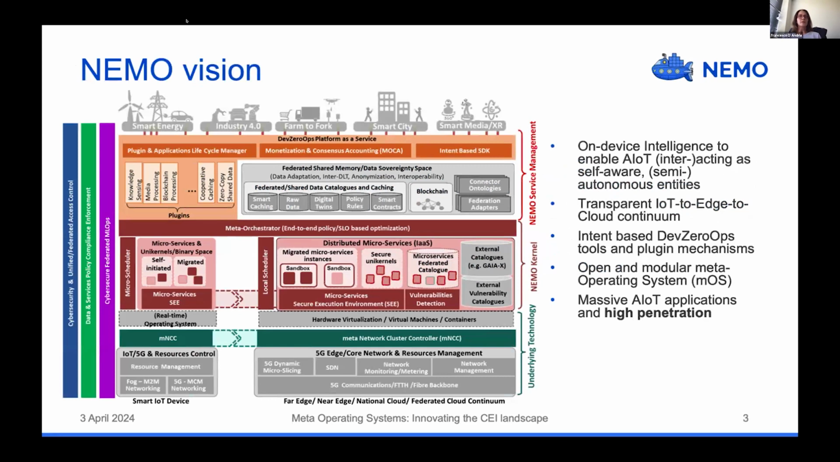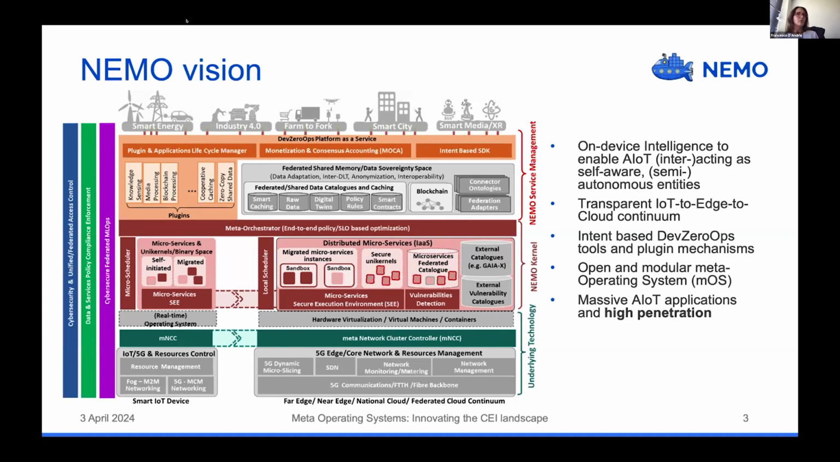So the NEMO vision is depicted in our meta architecture. The high-level part is depicted here. The idea is to bring on-device intelligence and enable artificial intelligence of things, making the different types of devices interact seamlessly without intervention and across the different resources of the platform. We aim for a transparent IoT to cloud continuum.